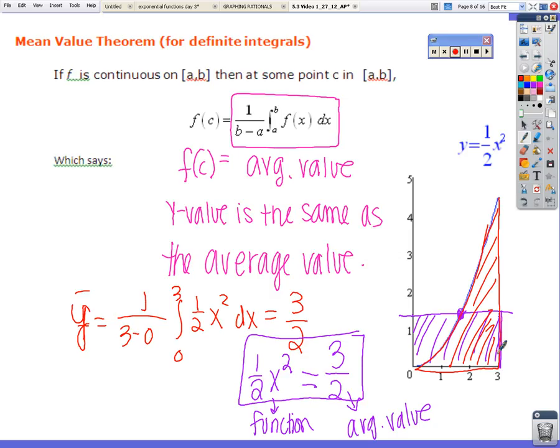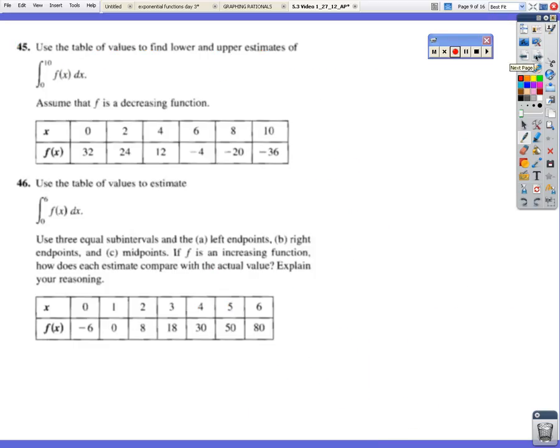So now I'm going to look at some basic derivative rules. Actually, before we do that, we are going to use the table of values to find the upper and lower estimates of 0 to 10. Assume that f is a decreasing function. So I put these in for us to discuss. I actually want to discuss those in class on Monday. So this will be done on Monday. If I forget, someone please remind me.